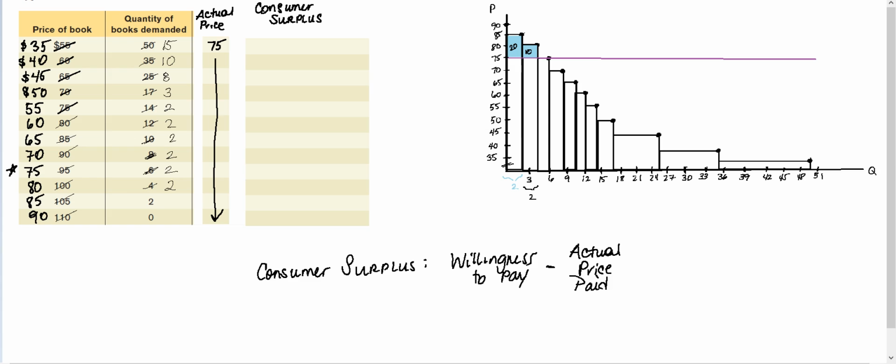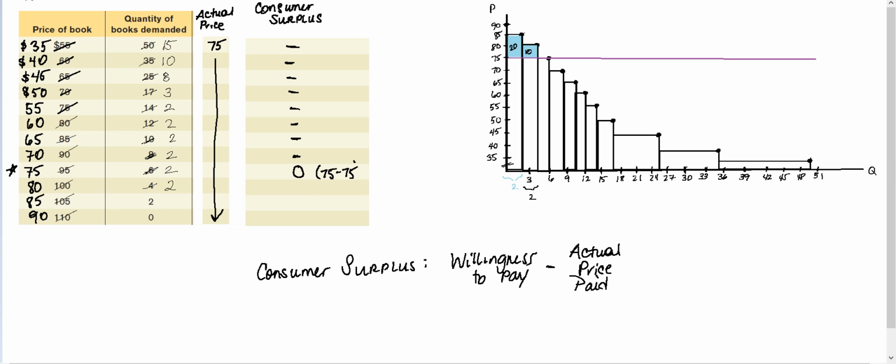So notice that, up until we get to a willingness to pay of 75, we are not going to have any buyers. So that's going to generate no consumer surplus until we get to the point where we get to 75, and then the consumer surplus is going to be 0. Why? Well, once we get to 75, the willingness to pay is 75, and the actual price that's paid is 75. So 75 minus 75 is going to be 0. So I'm just going to write that there.